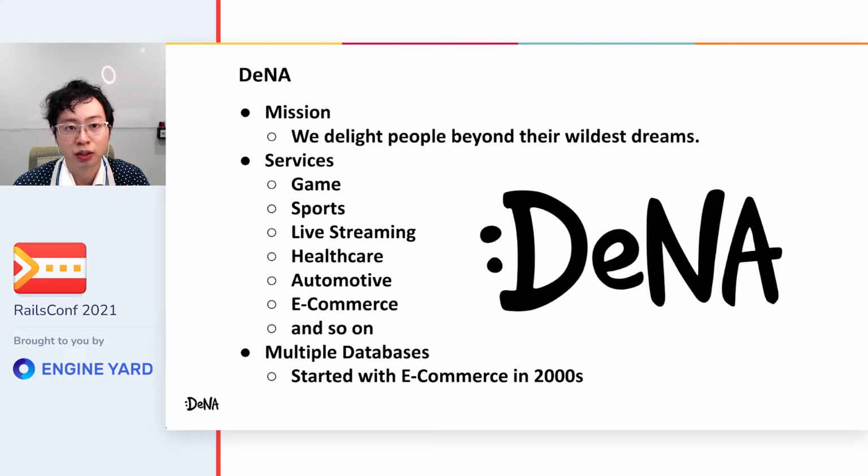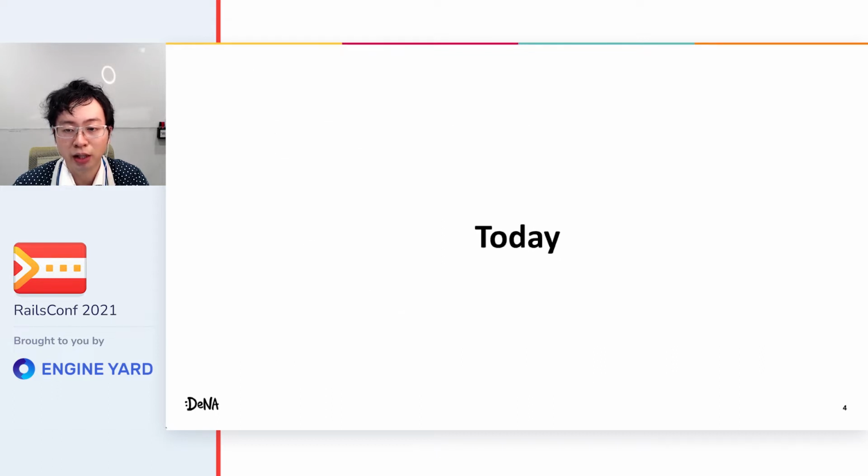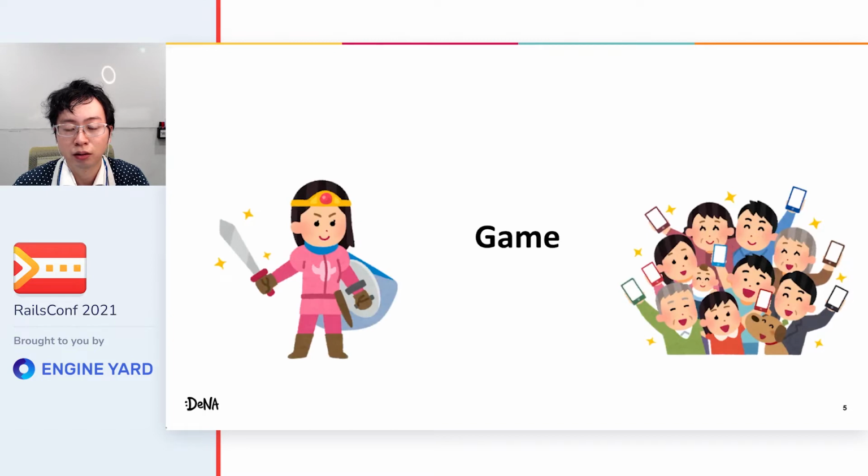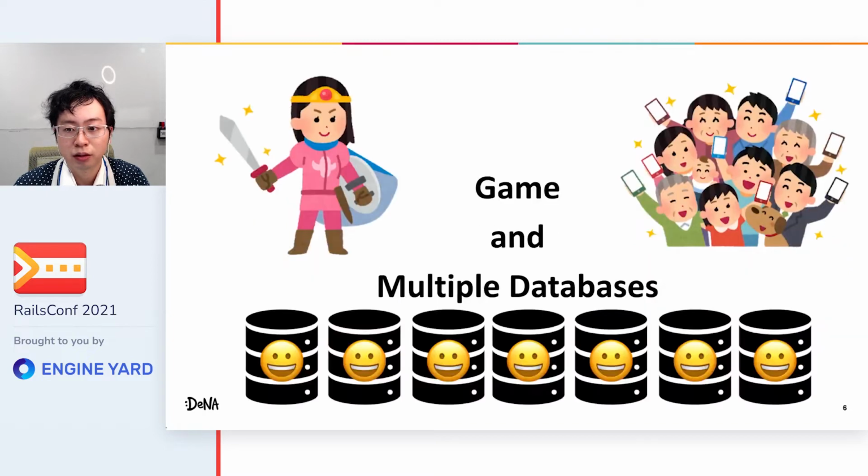This is our company, DeNA. Our mission is to delight people beyond their wildest dreams. We offer a wide variety of services: games, sports, live streaming, healthcare, automotive, e-commerce, and so on. We started using multiple databases for e-commerce in the 2000s. Today, game and multiple databases.